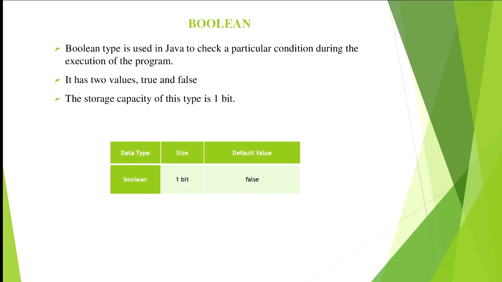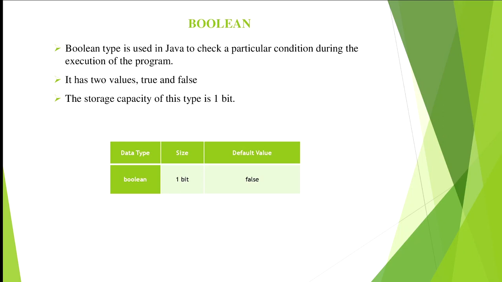Next data type is Boolean. In some situations, you take some decisions according to a particular condition during the execution of program, and in that situation you have to use the Boolean data type. It takes the two values true and false. The storage capacity of this type is 1 bit.